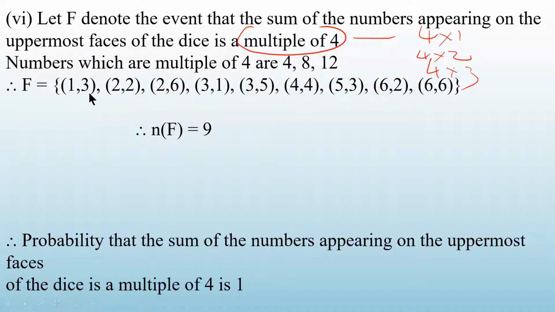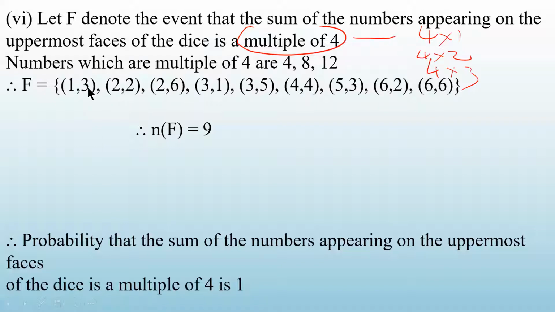So 1, 3 from that row. 1, 1, 1, 2. 1, 3, 2, 2, 2, 6, 3, 1, 3, 5, 4, 4, 5, 3, 6, 2 and 6, 6. Only these will come. Okay? And how many are they in number? This you can check.